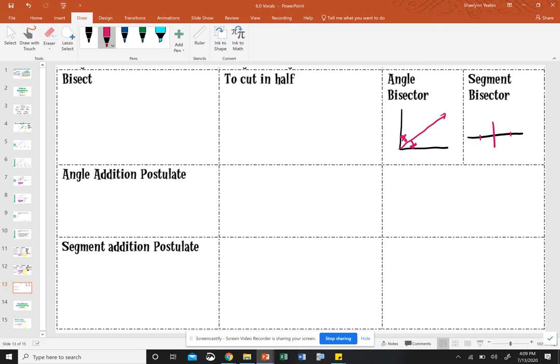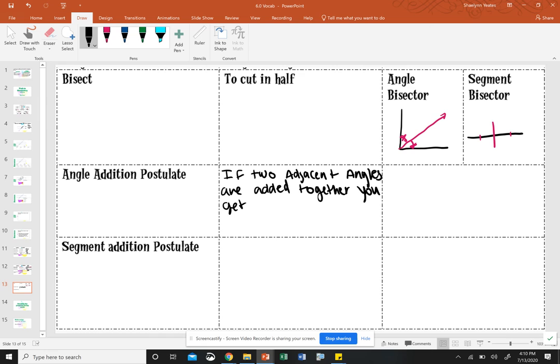The angle addition postulate says this: if 2 adjacent angles are added together, you get a larger angle.